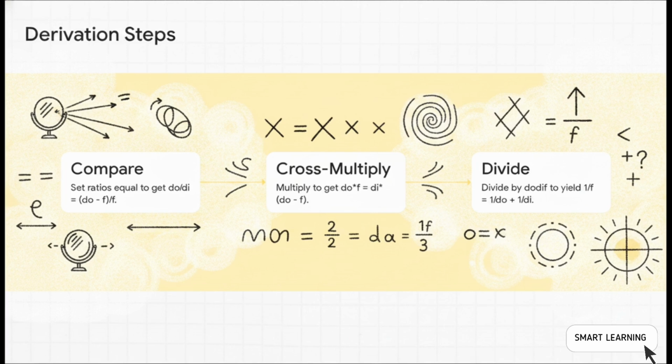In step 1, we replace the line segments with our actual physics variables, object distance, image distance, and focal length. Then in step 2, a quick, simple cross multiplication flattens it out beautifully. Finally, in step 3, we divide both sides by the combined term DO, DI, and F. Everything just neatly cancels out, perfectly landing us right back at our starting formula. 1 over F equals 1 over DO plus 1 over DI.